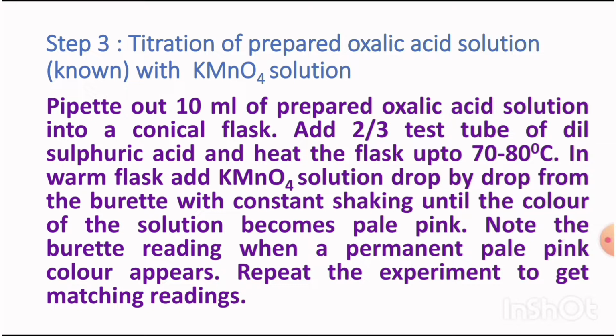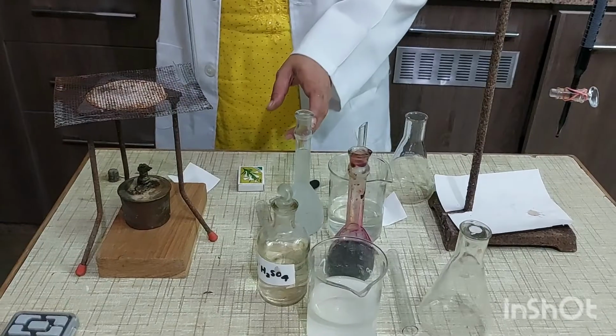In the warm flask, add KMnO4 solution drop by drop from the burette with constant shaking until the color of the solution becomes pale pink. Note the burette reading when a permanent pale pink color appears. Repeat the experiment to get matching readings.